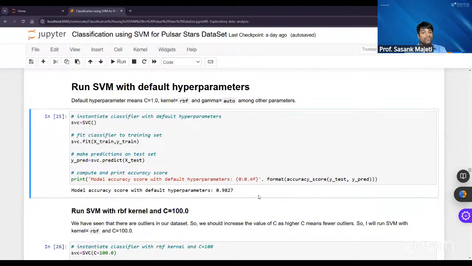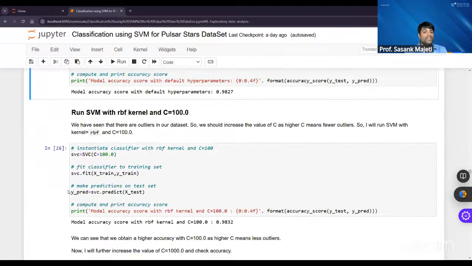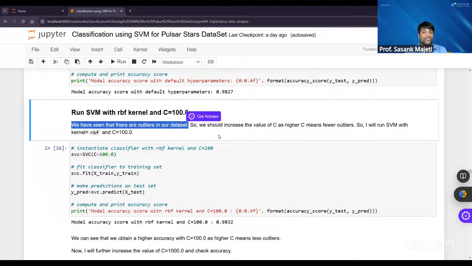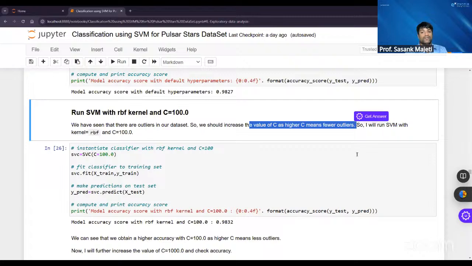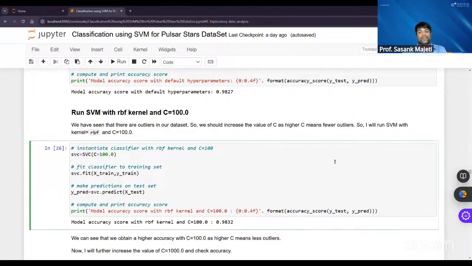Okay. Now, if we go to the next part, here instead of C equal to 1, since we have a lot of outliers in the data set, we should increase the value of C, right? Higher C means fewer outliers. So I will run the SVM model with C equal to 100.